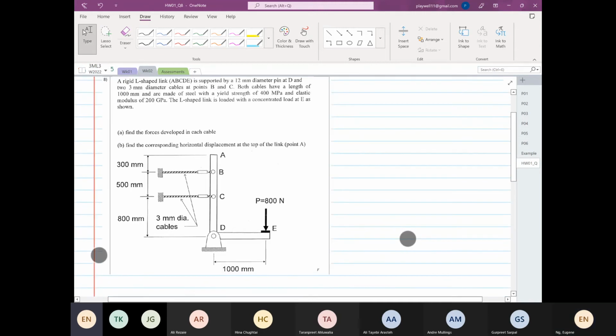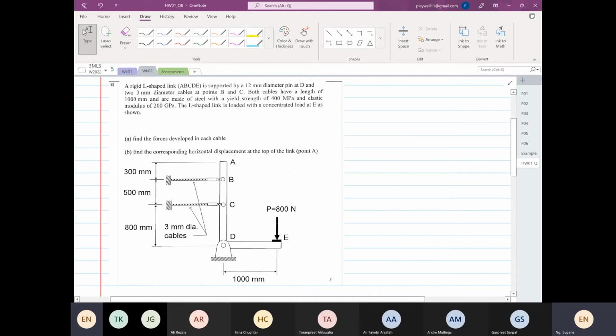You can see that for this structure, a big thing to take note of is the word rigid. I told you guys what rigid means: when it's rigid, the deformation is linear. You will not get any curve at all. This is to simplify our calculation.